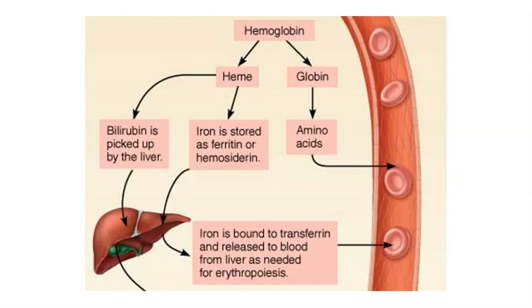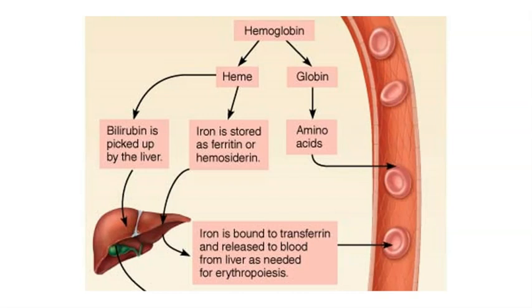So globin, which is a protein, is broken down into its component amino acids, and then those amino acids are released into the bloodstream, so the body can use those to construct brand new proteins. Iron is removed from the heme group, and it's placed on protein carriers, which will release it and carry it through the bloodstream. The iron can then be reused when new red blood cells are created by erythropoiesis.